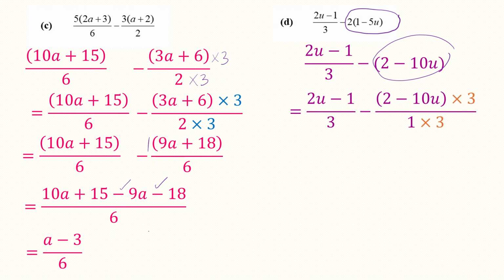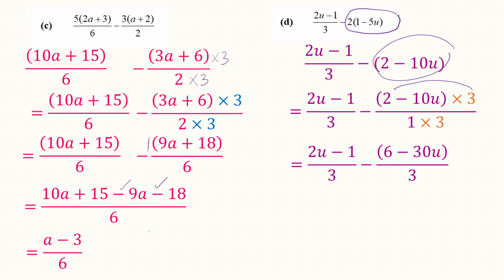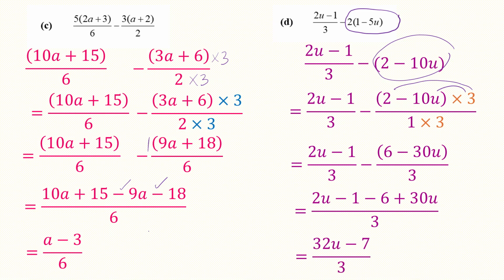The next thing then is to find the common LCM, because the LCM of 3 and 1 is just 3. So you multiply 3 at the new denominator, 3 at the numerator, and multiply this in to get 6 minus 30u. The next step is to combine them into a single fraction. And 2u plus 30u will be 32u minus 7 over 3.